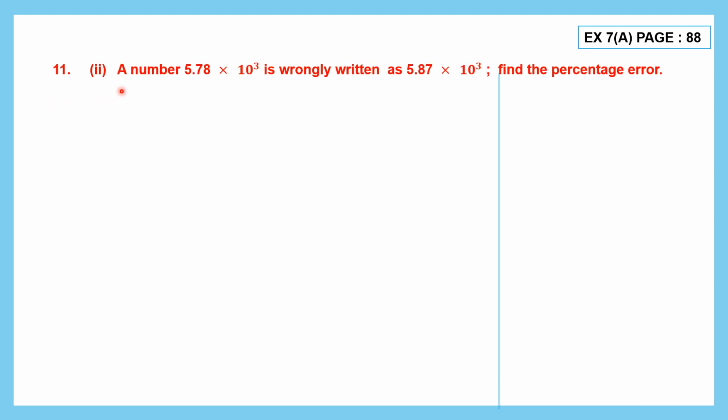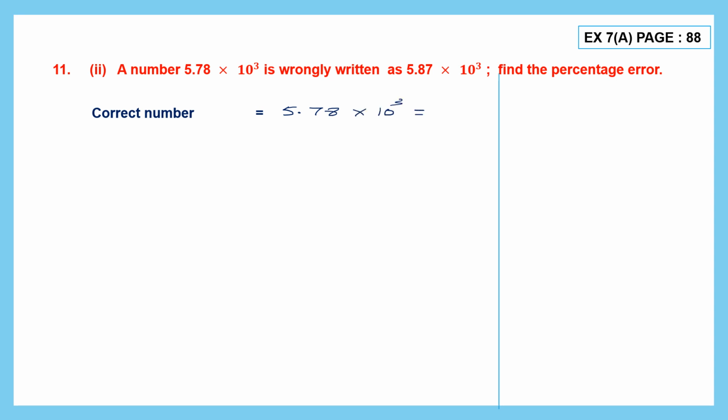Question 11. The second one here, a number 5.78 into 10 to the power of 3 is wrongly written as 5.87 in 10 to the power of 3. Find the percentage error. So it's a similar sum. So let's write the correct number or the original number. And that was 5.78 into 10 to the power of 3.